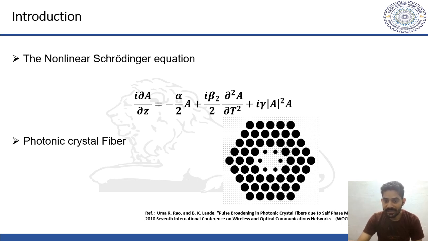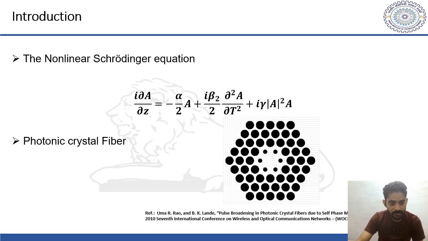Here we are interested only in the third term, that is the nonlinear term. This is the GVD term, this is the attenuation term. We are interested only in the gamma term because we want to see only pure SPM, that is pure self-phase modulation phenomena. Beta 2 and alpha we are not interested in because the fiber length is very small, the loss is very low, that's why we are neglecting this term. And for beta 2, the dispersion length of the fiber is very long, so we will not be able to see the dispersive effect. We are interested only in the nonlinear effect.